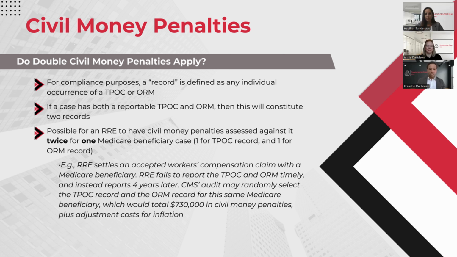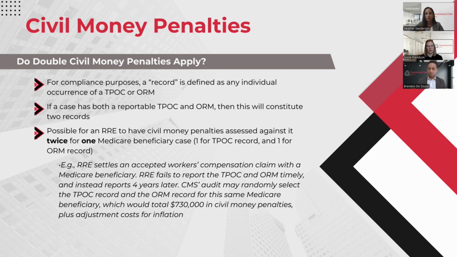So a quick reminder too as to how crazy this can really get. So remember, we were talking about Section 111 and civil money penalties. We're talking about Medicare beneficiaries. And some of you may think that, okay, this only applies to one Medicare beneficiary, and just a single Medicare beneficiary is just one record. That's not the case. A single Medicare beneficiary could be as much as 2 records, because you could have a TPOC record, right? A Medicare beneficiary could receive a $100,000 settlement, but there could also be an ORM record, right? Assuming it's a work comp claim and the claim was accepted, Medicare wants to know whether that ORM flag was marked yes or no. And if it's accepted, right, it falls under the CMP window.